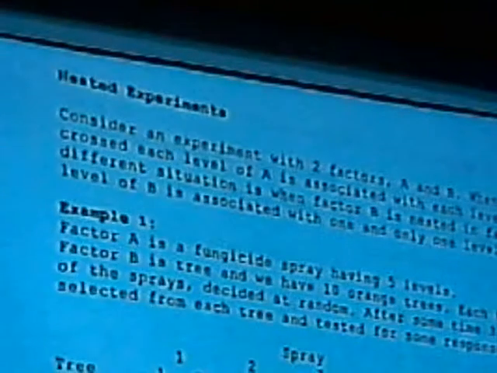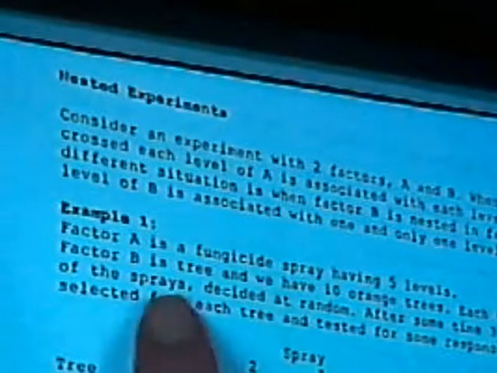And let me just introduce it briefly here as far as what's going on. We want to talk about nested experiments, whatever that means. Take a look at this example 1. Here we have factor A, a fungicide spray on fruit trees. Factor B is a tree.